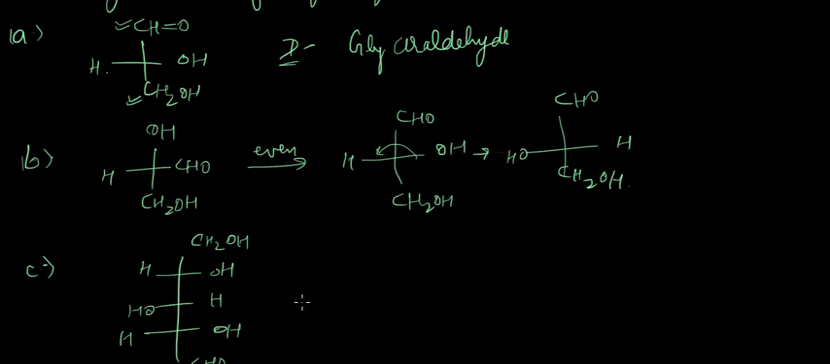How will we calculate the D or L for this case? For this one, you can easily see the priority rule would be something like this, in which this would be the first, this would be the second, and this would be the third. So it is clockwise. If it's clockwise then it's D, anti-clockwise then it's L. Just like in this case, first priority here, second priority here, so it is anti-clockwise.